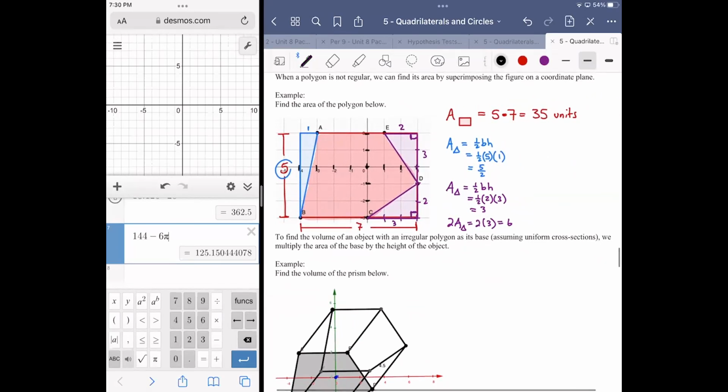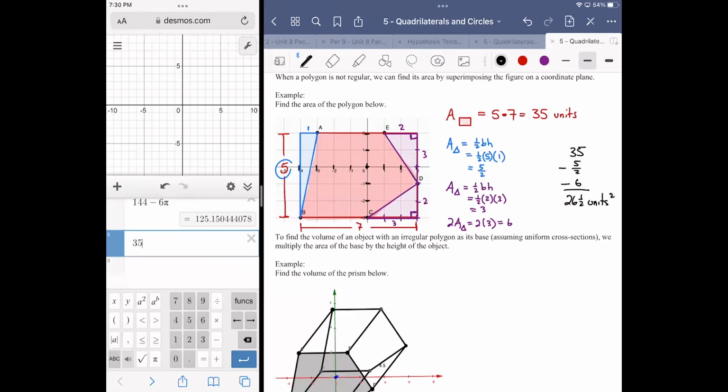All right. So in all, what I got to do is I got to count for the 35 units that I have in total. I got to knock off the 5/2, and I got to knock off the 6. Right. So you might be better off working with 2.5 as opposed to 5/2. Either way, 35 minus, you do it in either order. 35 minus 6 is 29, minus 2.5 is going to be 26.5 units squared. Right. Again, 35 minus 5/2 minus 6, 26.5. So you can do it that way.